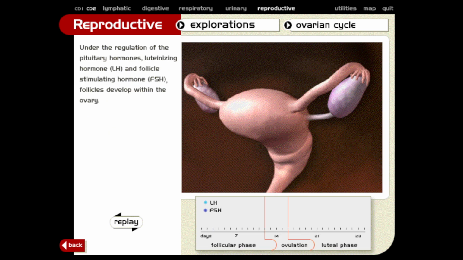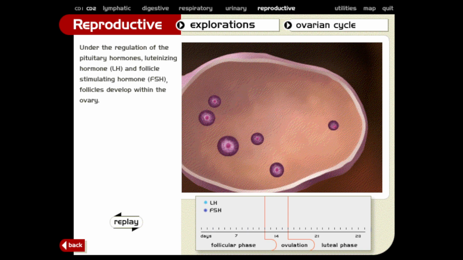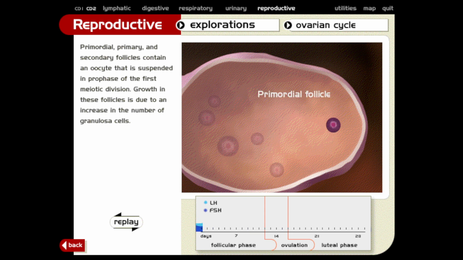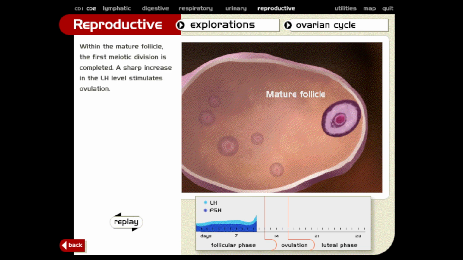Under the regulation of the pituitary hormones, luteinizing hormone, LH, and follicle-stimulating hormone, FSH, follicles develop within the ovary. Primordial, primary, and secondary follicles contain an oocyte that is suspended in prophase of the first meiotic division. Growth in these follicles is due to an increase in the number of granulosa cells. Secondary follicles develop an antrum that contains the secretions of the granulosa cells. Within the mature follicle, the first meiotic division is completed.